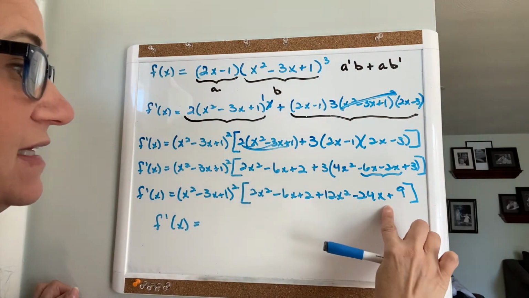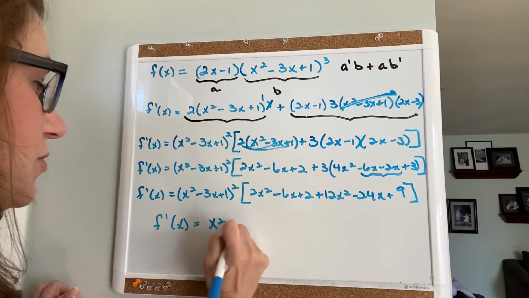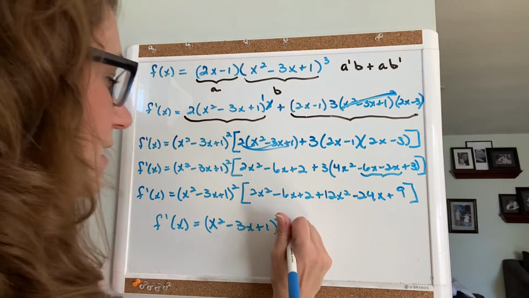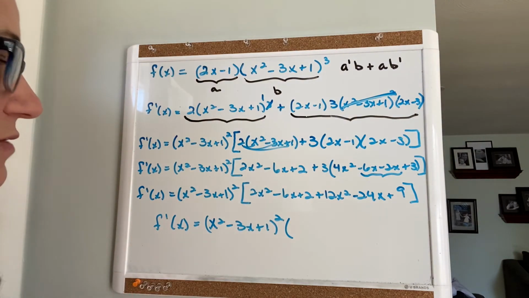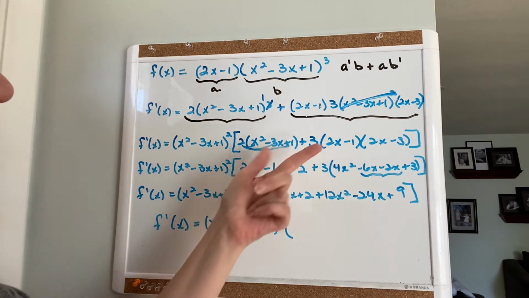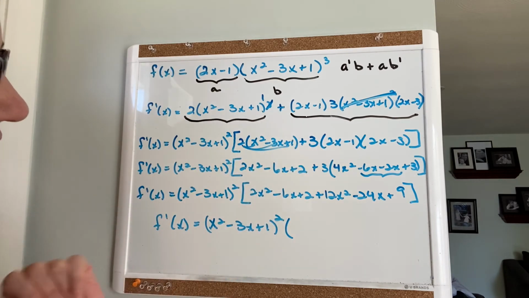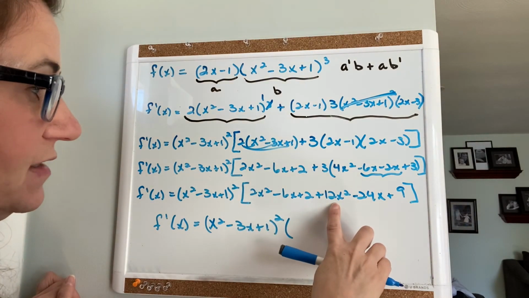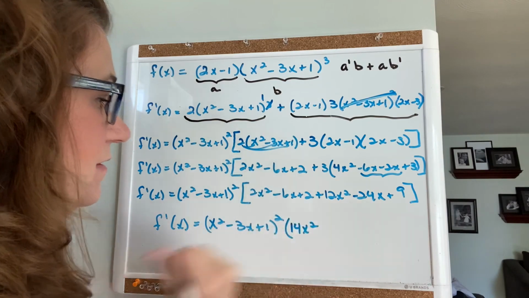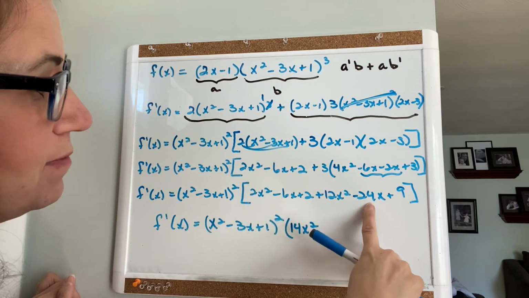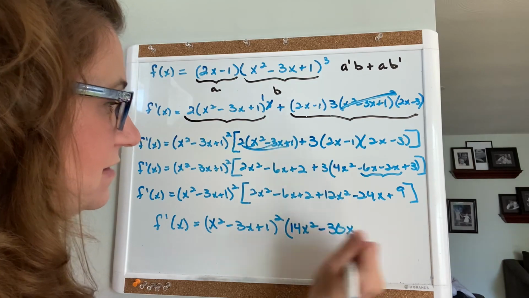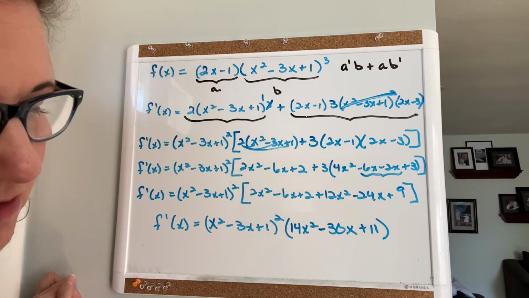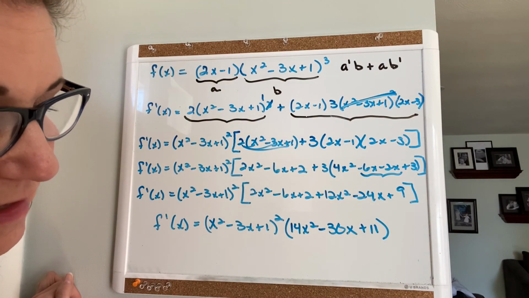And our very last step is to combine like terms in the brackets. So we still have the x squared minus 3x plus 1 to the second power. And I'm going to change back to parentheses now. I was using brackets just so you could distinguish between what was left after we factored out the GCF and the GCF. All right, so we're going to combine like terms. 2x squared plus 12x squared, that's 14x squared. Negative 6x minus 24x, that's negative 30x. And then 2 plus 9 is 11. And you can stop there. You do not need to FOIL everything out. And that is your final answer.